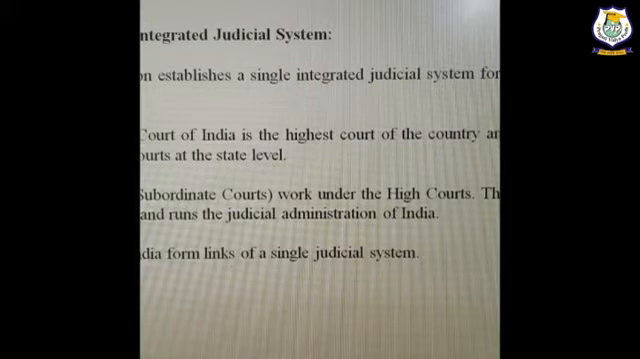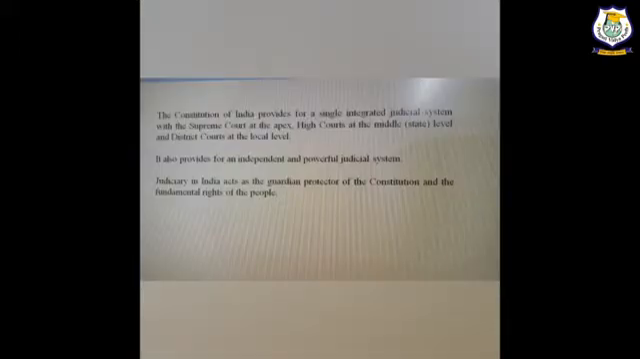The Constitution establishes a single integrated judicial system for the whole of India. The Supreme Court of India is the highest court of the country, and below it are the High Courts at the state level. Other courts work under the High Court. The Supreme Court controls and runs the judicial administration of India. All courts in India form links of a single judicial system.